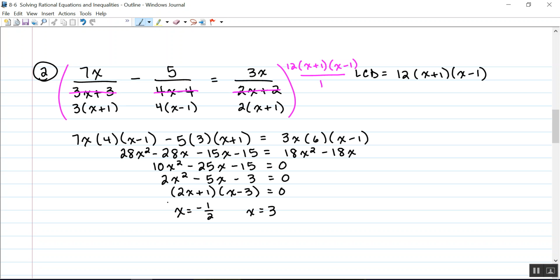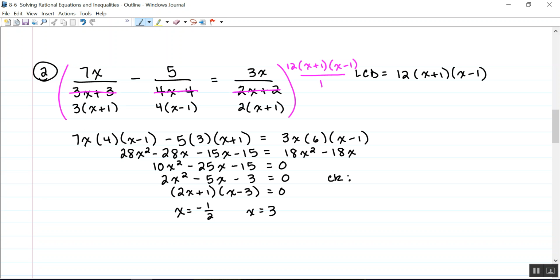And I need to check each one of those. This is kind of a bother, but we do need to do it. First of all, it's really obvious, what can x not be? X cannot be any value that makes the denominator 0. So if I ended up with an x equals a negative 1 or an x equals a positive 1, I'd have to throw those out automatically, but that's not happening.